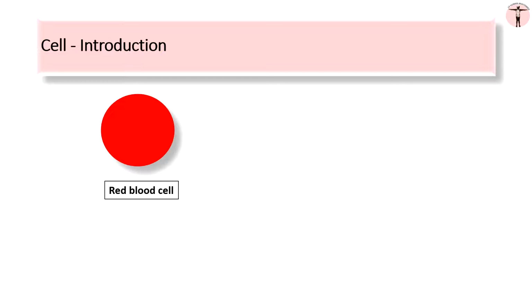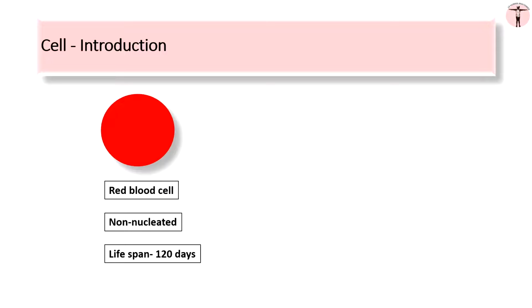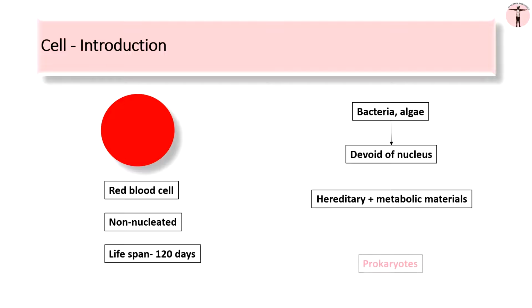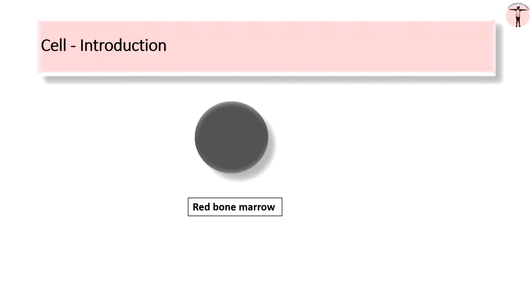Red blood cells of mammals, on the contrary, are non-nucleated and have a life period of 120 days. In lower forms of life, such as bacteria and algae, the cell is devoid of nucleus. Hereditary and metabolic materials are not segregated from each other. These groups of organisms having non-nucleated cells are known as prokaryotes. Some cells present in the red bone marrow are multinucleated.